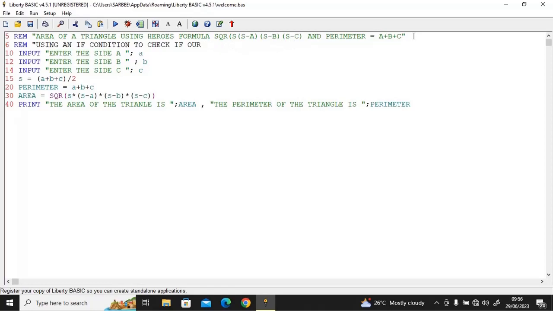If our triangle is valid or not. Now this is when I'm going to use what they call an if condition and the relational operator. So how am I going to do it now? I'm going to declare a variable like check, something like that.